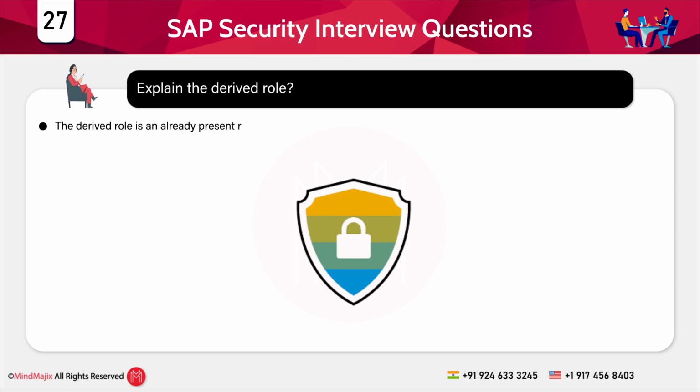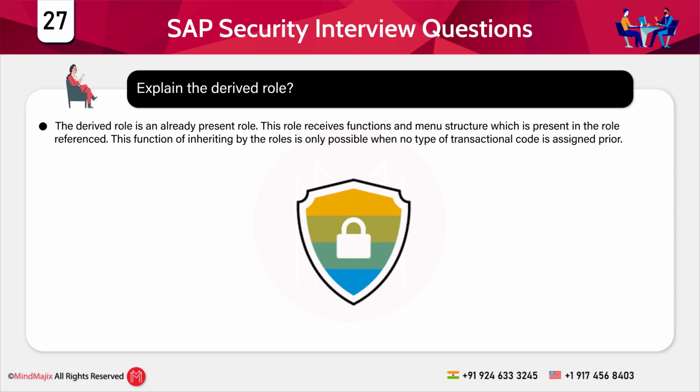The next question is, explain the derived role. The derived role is an already present role. This role receives functions and menu structure which is present in the referenced role. This inheriting by the roles is only possible when no transactional code is assigned prior. The roles assigned at the highest level will pass on the authorization as a default to derived roles, and this can be changed later on.